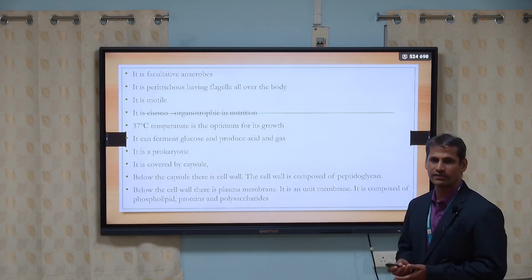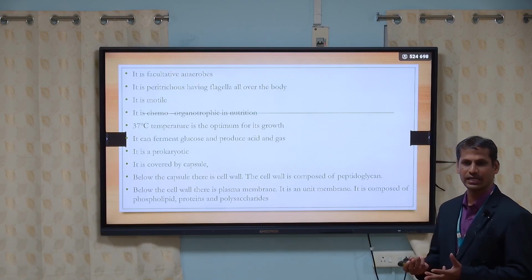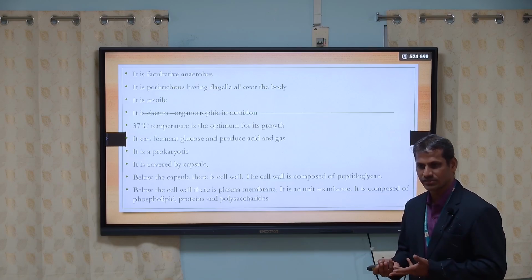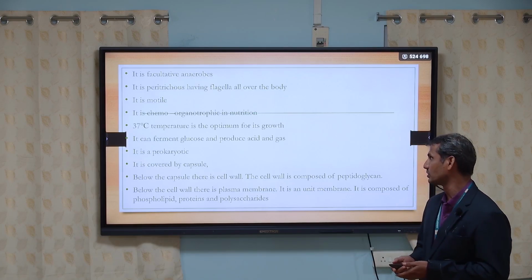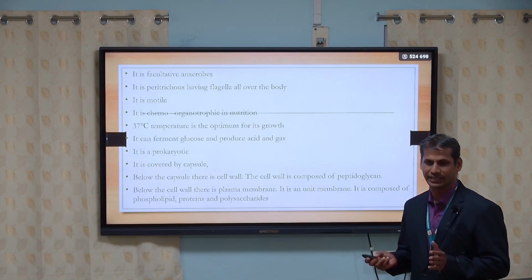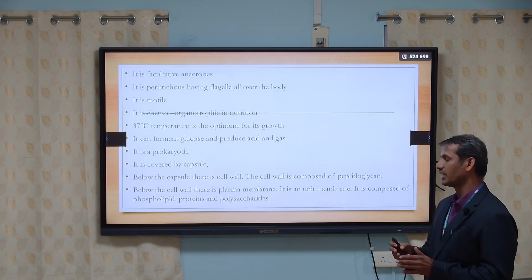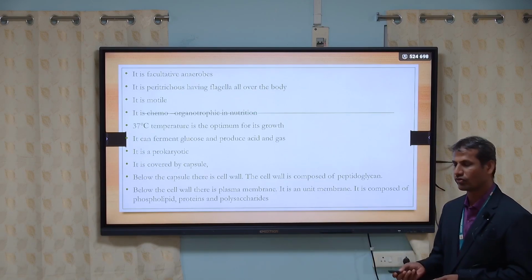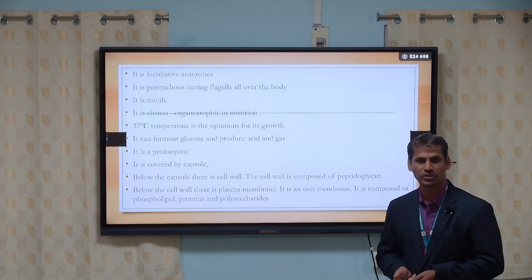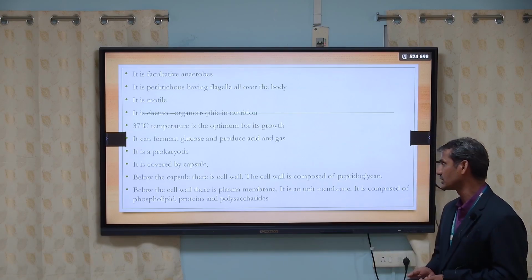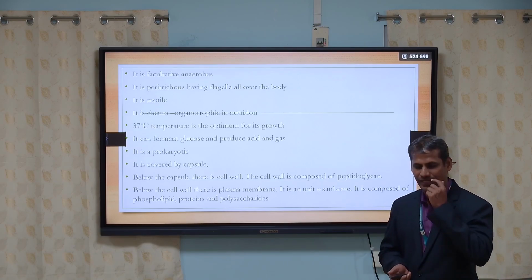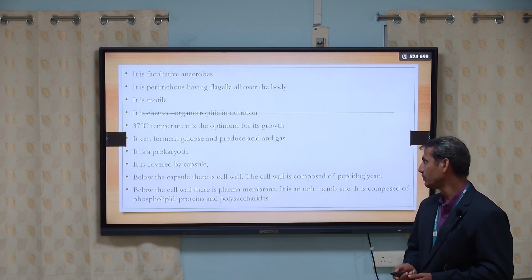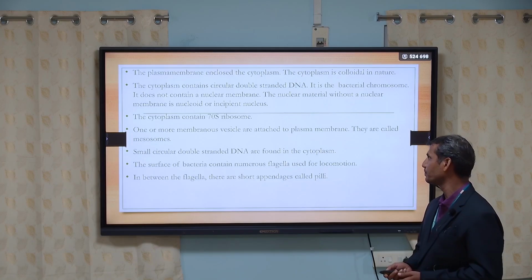This bacterium is a facultative anaerobe, which can live either with oxygen or in oxygen-free conditions. It is peritrichous, meaning the flagella cover the entire surface. It's motile, moving from one place to another, and it has chemo-organotrophic nutrition, living at 37 degrees temperature. It's a prokaryote, covered by a capsule and other layers.